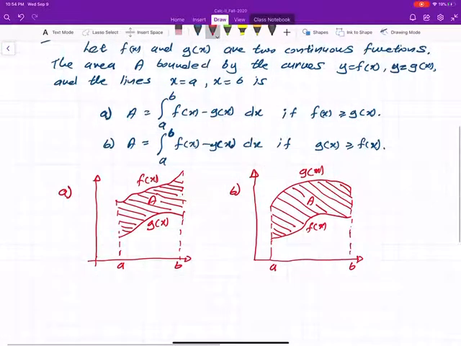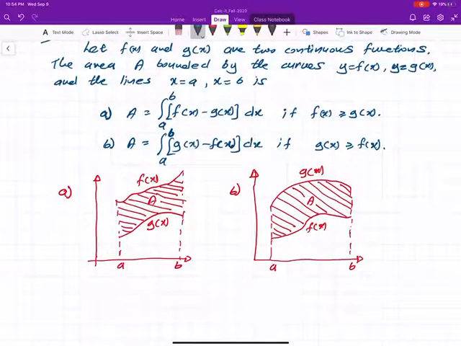Alright, so these are the two cases. I made a small typo here. So this will be g of x and that will be f of x. You always have to subtract the below function from the above function. In this case, g of x is the below function, and you are subtracting the below function from the above function. In the next case, f of x is the below function and the above function is g of x, so you just subtract f of x from g of x. Keep that in mind.